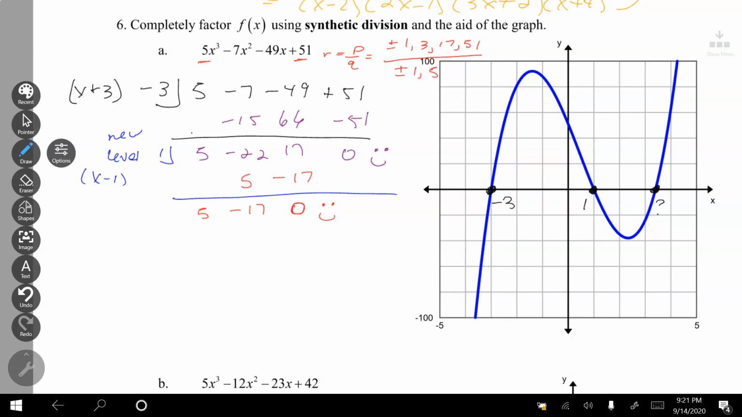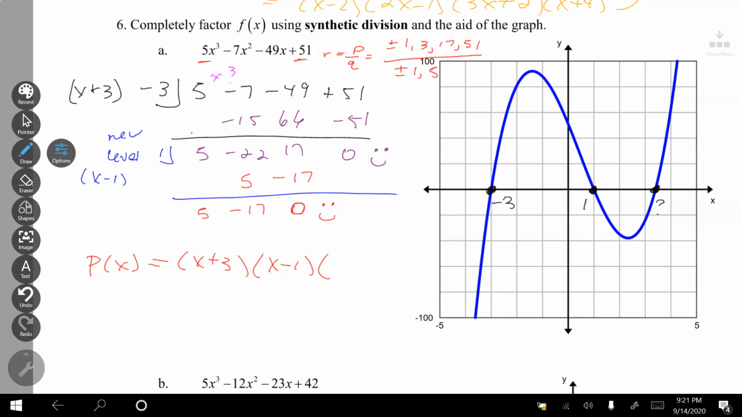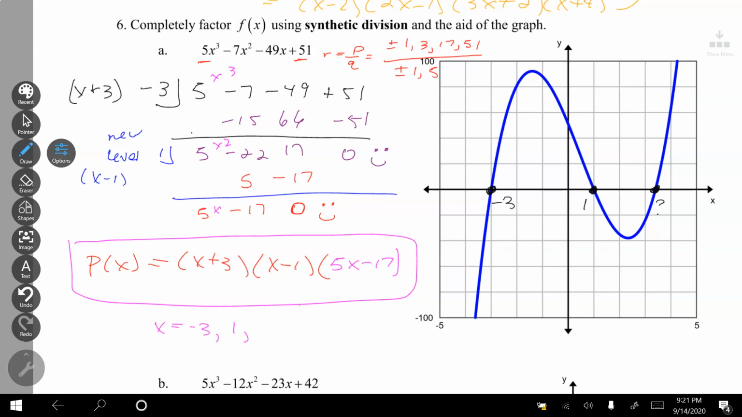And there I go. So what do I have right now? This polynomial was the first factor of x plus 3, the second factor of x minus 1, and this last factor, well, let's see. What color should I pick? Pink. This stood for x cubed. This stood for x squared, so this says x. The last one is 5x minus 17. If I solve this, these are x equals -3, x equals 1, which we knew, and this last one is x equals 17 over 5.